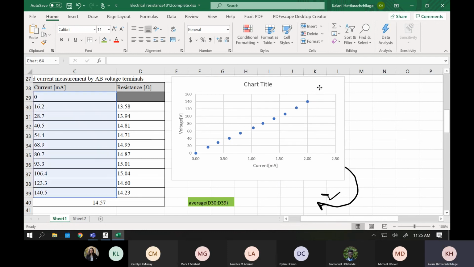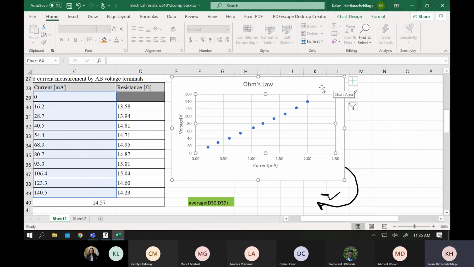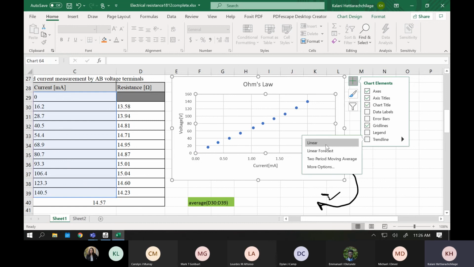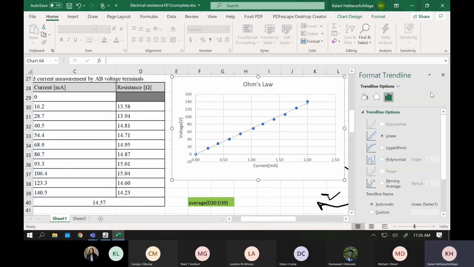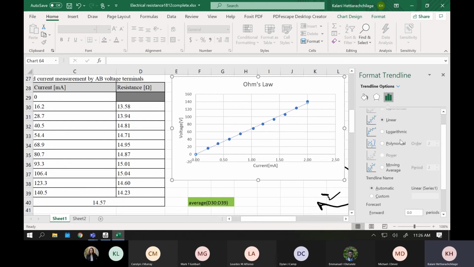Right, and then you can make the chart title. You can say Ohm's law. Then we need to add the trend line for this. To do that, click on this plus sign, and you have trend line all the way at the bottom. Click that right arrow in here, and it will point you to more options. Click on more options, and the trend line options appear, and we need the linear.